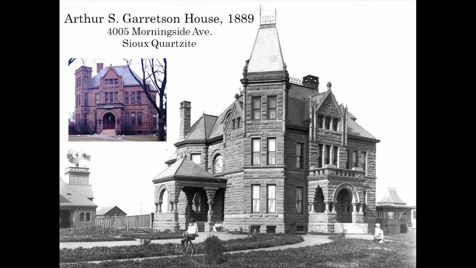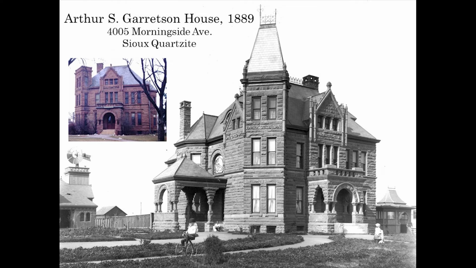The Arthur S. Garretson House, built in 1889 by one of Sioux City's perhaps most elite, most prominent citizens of all time. So this house was located at the corner of South St. Aubin and Morningside Avenue. This structure was built out of Sioux quartzite. In the black and white image, you can of course see the rounded Romanesque arches, the squat columns, the rough-cut stone. And in this case, I wanted to point out the stone you can see, the Sioux quartzite. This is a nice indication of what the color of the building was. You can see the pinkish hues.